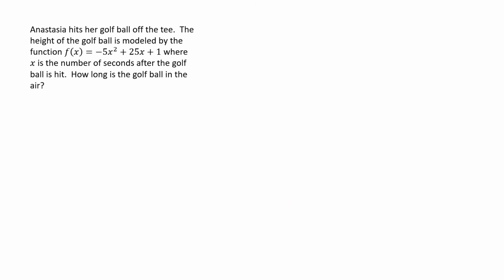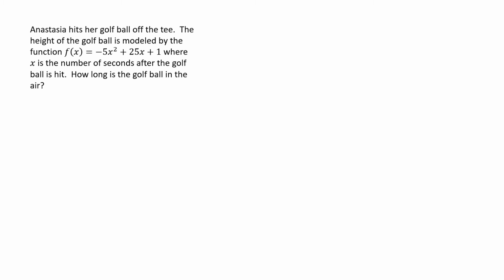So let's do another one. So Anastasia hits her golf ball off the tee. The height of the golf ball is modeled by the function f of x equals -5x squared plus 25x plus 1, where x is the number of seconds after the golf ball is hit. How long is the golf ball in the air? So we're looking at the x value for how long it's in the air.